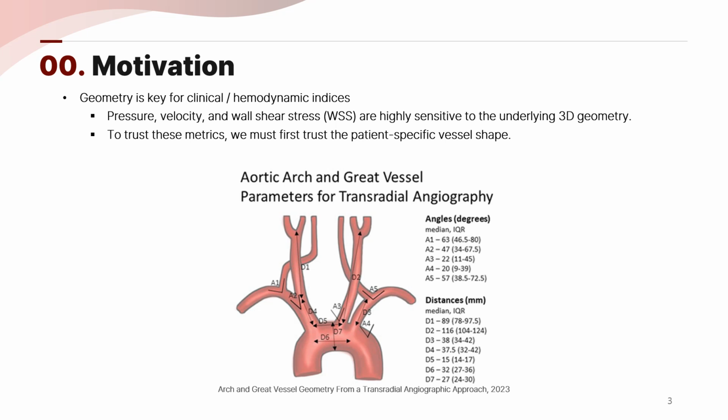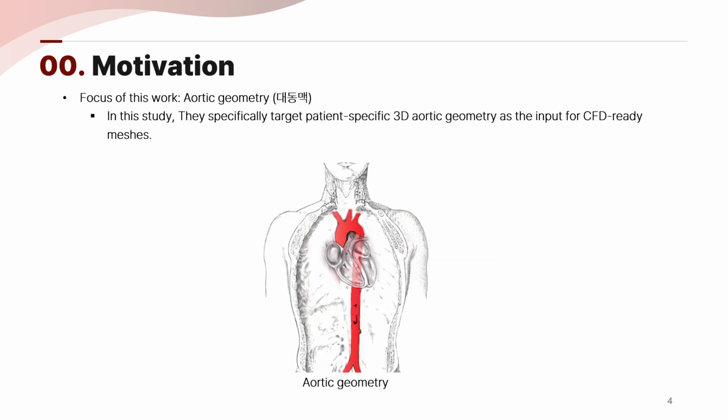The authors emphasize that many clinically important hemodynamic indices, such as pressure, velocity, and wall shear stress, are highly sensitive to vessel geometry. Even small variations in the vessel's 3D shape or branching structure can lead to significant differences in the simulated hemodynamics. Therefore, obtaining an accurate geometric representation is essential before any meaningful clinical interpretation can be made.